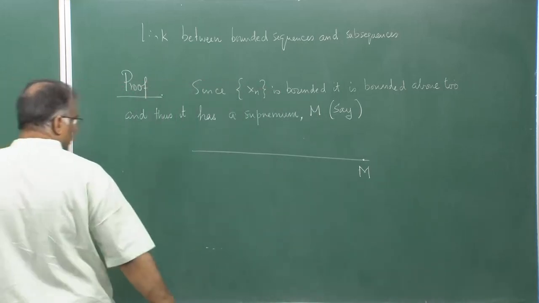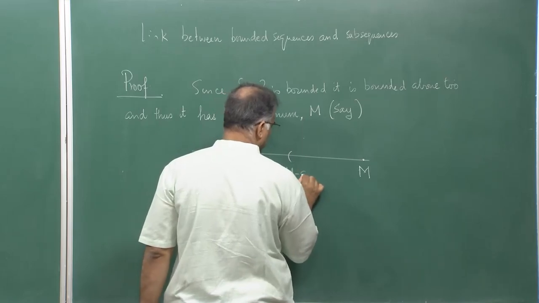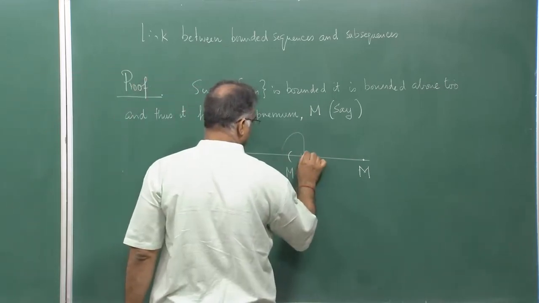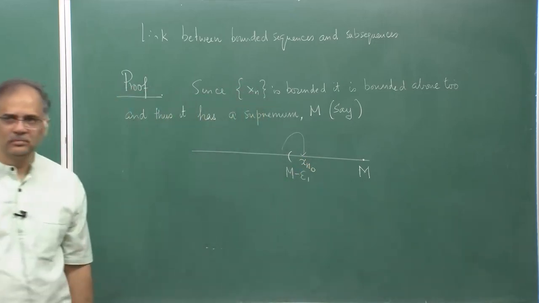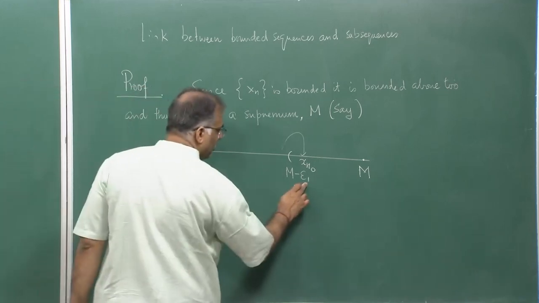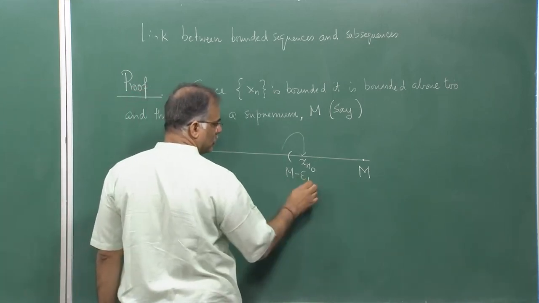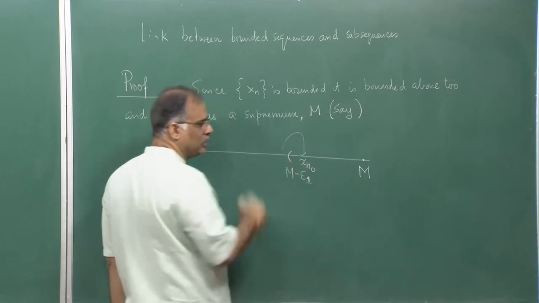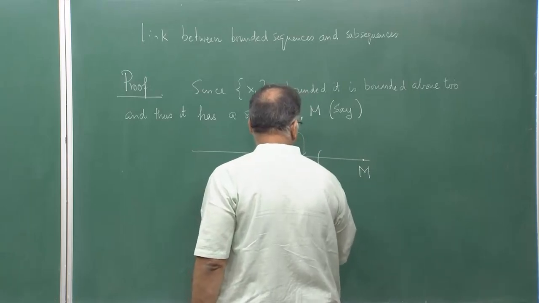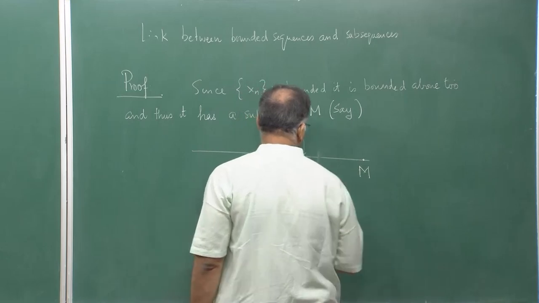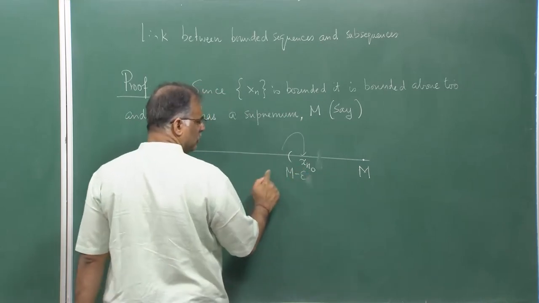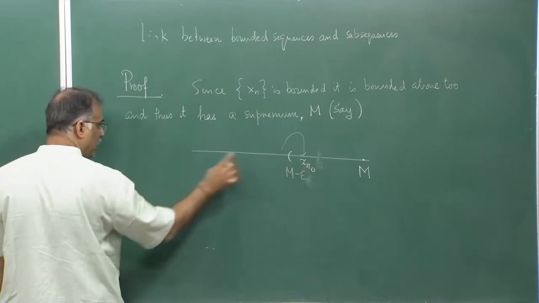So then take an epsilon 1 and make it M minus epsilon 1. So if M is the supremum, then there is some N naught for which X N naught is here. So given this epsilon 1, I have got this x n naught here. Now I will choose an epsilon 2 in such a way that, now what would happen? Given that epsilon greater than 0, there will be an x n naught which would be bigger than M minus epsilon, since M is a supremum.